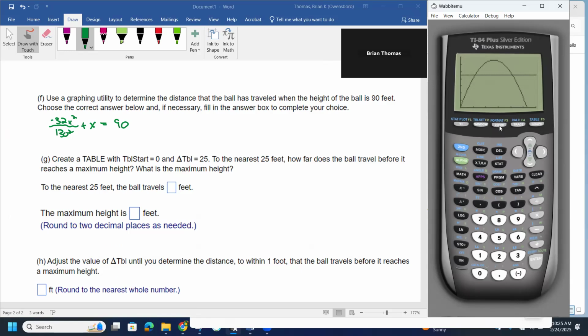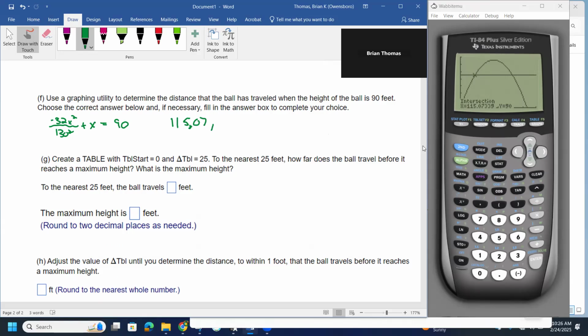So under Calculate, hit the second button, Trace, number 5 is Intersection. I can find this intersection point over here. So get my arrow close to that, my little spider, blinky thing there. Hit enter again, hit enter a third time, and it'll take me to this point of intersection. So the ball has actually traveled 115.07 feet on the way up.